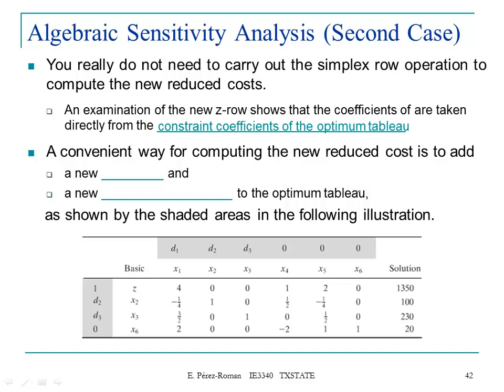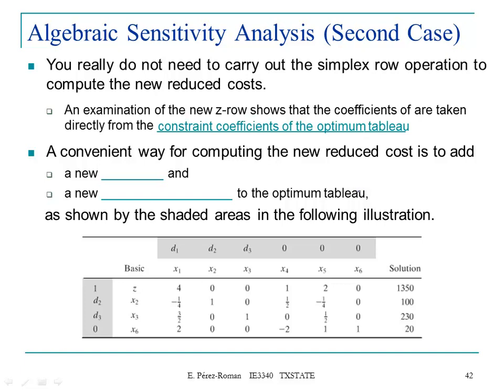D1 is always associated with X1, D2 is always associated with X2, and D3 is always associated with X3. These other variables are not part of the original problem; you can see from here those are slack variables, so you don't have to assign D variables to those slack variables. When you look at the basic solution, the same thing applies. X2 is part of your basic solution, so you can assign D2 to X2. X3 has D3, but X6 has no D variable associated with it because it is a slack variable. So only the original variables will have a D variable associated with them.